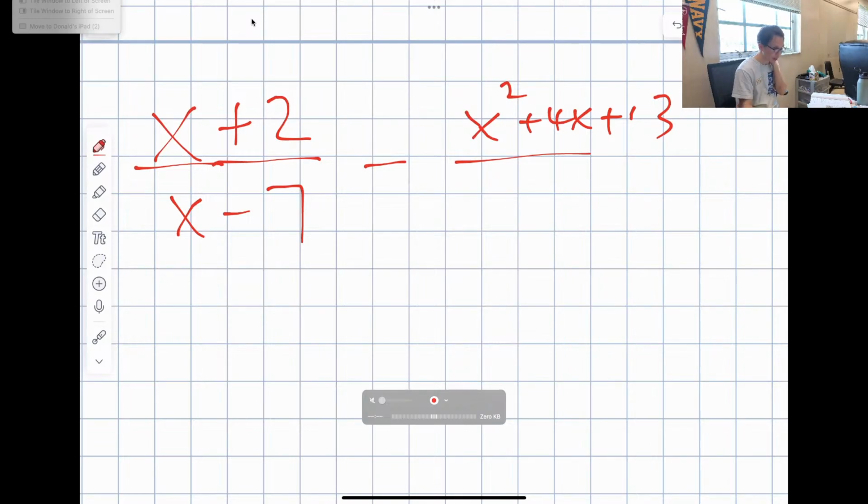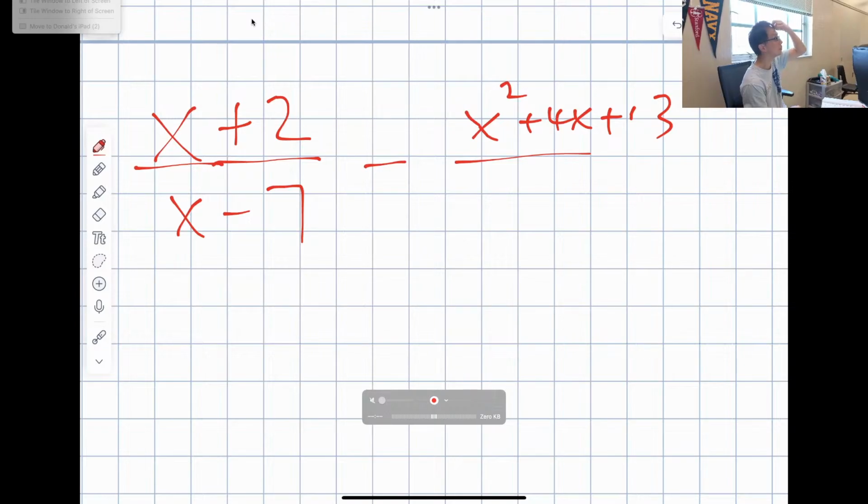Okay, I want you to simplify this. It's a fraction on top of fractions. 2 over x plus 3 divided by 4 over x squared minus 9.